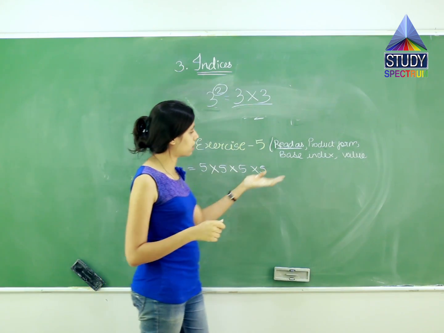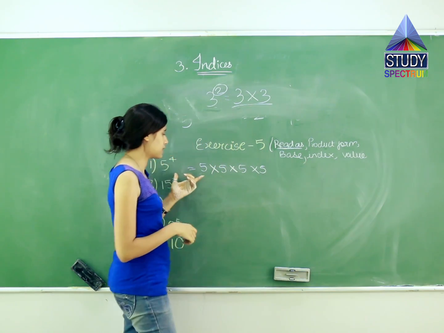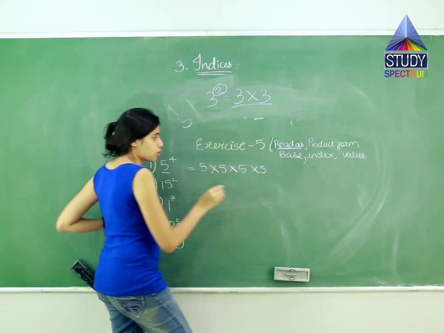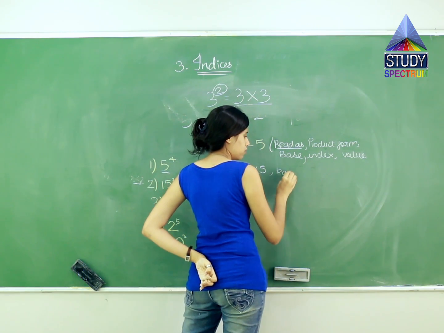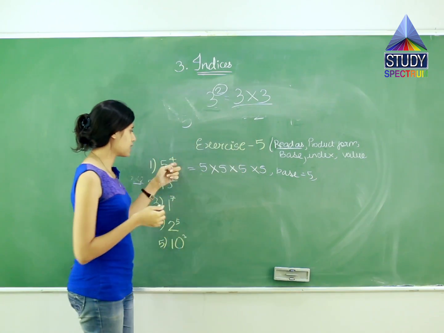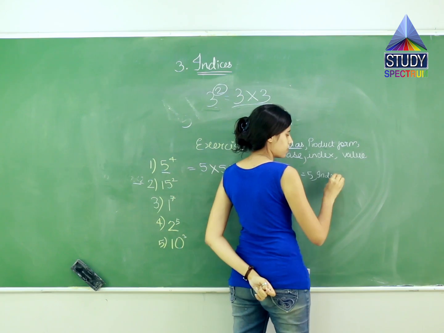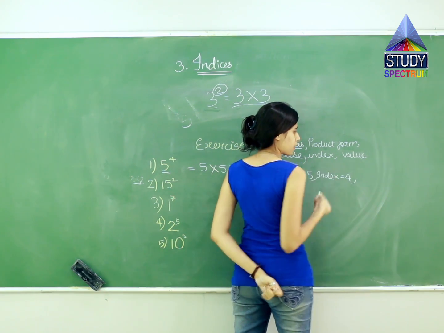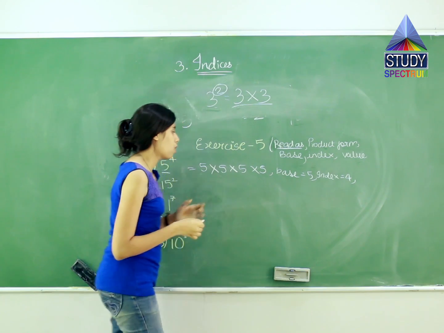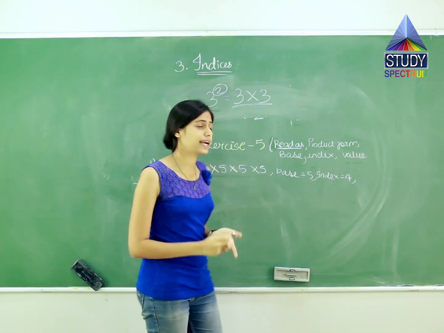Now let us see. They have asked what is the base. Over here tell me what is the base. I already told you this is the base. So base is 5. And what is the index? Index is 4. Now they are asking you the value. Value means the answer of the product form is known as value. So let us solve.